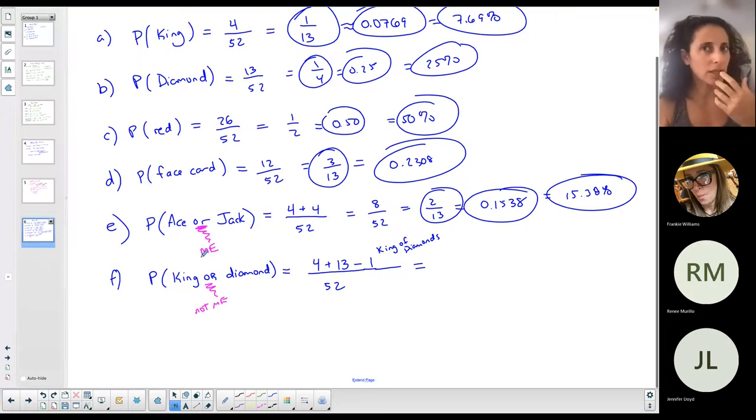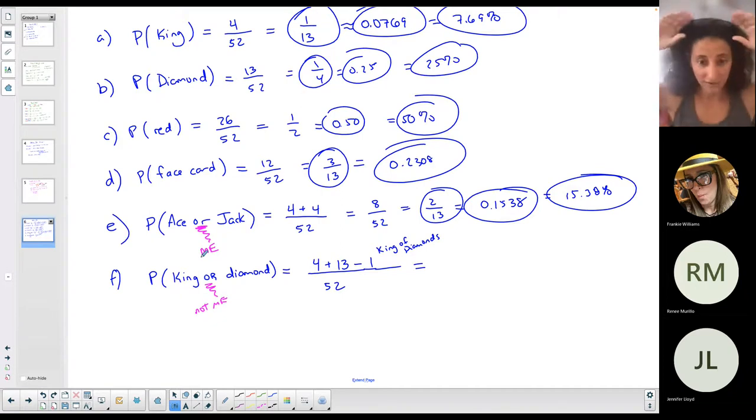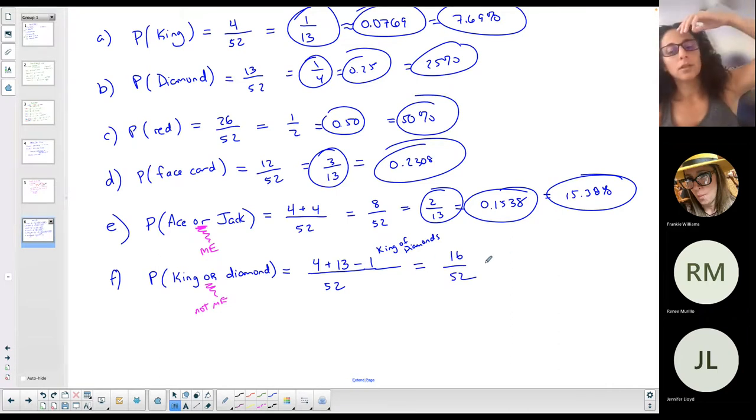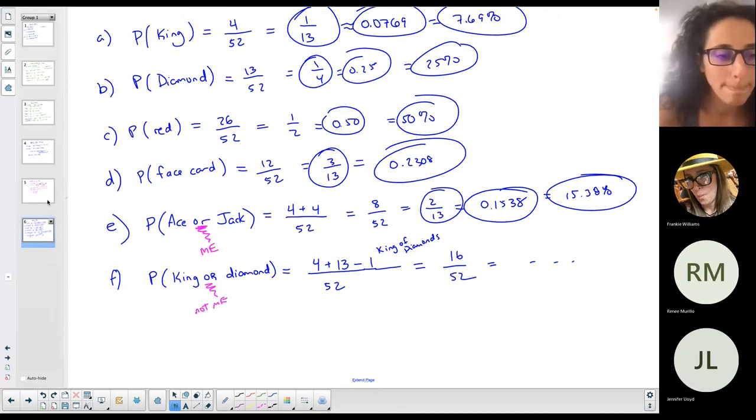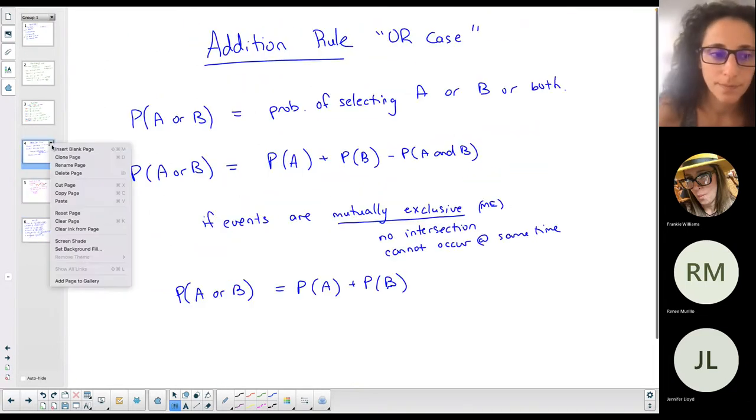I think next week you start to look at tables, and that helps visualize this too. But if you're calculating something and you have the OR case and you have to add, and they're not mutually exclusive, meaning they have an intersection, you have to subtract that intersection. How many of that intersection are there, if that makes sense? So what is it, 16 out of 52? Okay? Questions?